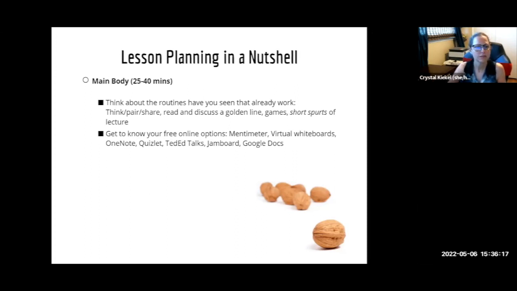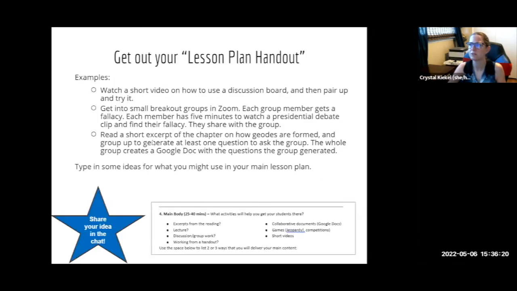So what we're going to do next, as you can imagine, oh my goodness, that was predictable. We're going to do our own, but first we're going to look at some examples. So here's a couple of examples of main body activities. Maybe for that one about online learning, maybe you want to watch a short video on how to use a discussion board and then pair up and try it, right? Or for that workshop that we're imagining on logical fallacies, maybe we're going to break into small breakout groups in Zoom, and each member gets one fallacy, and they have 5 minutes to watch a presidential debate and find their fallacy, and then share it with the group, right?